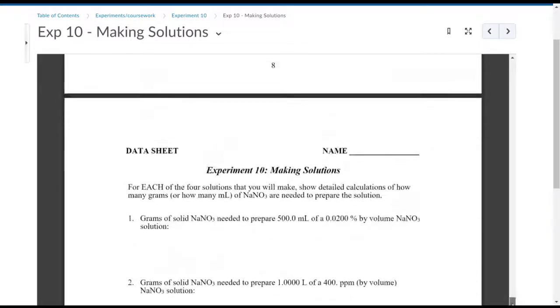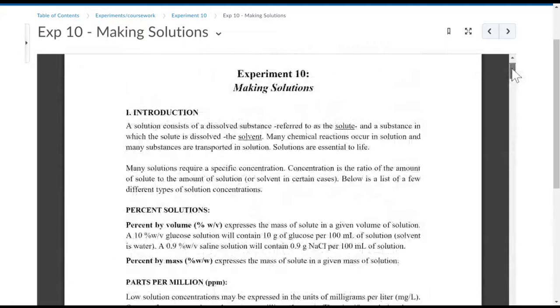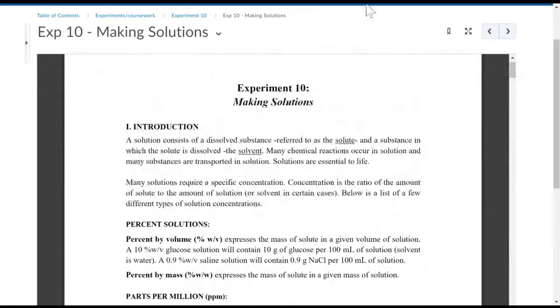That's it. So we have 4 solutions, and with the 4 solutions, we need to prepare the 4 solutions. And after we prepare the 4 solutions, we need to measure the nitrate concentration using the probe. Okay. Any questions before I start the experiment? Perfect.